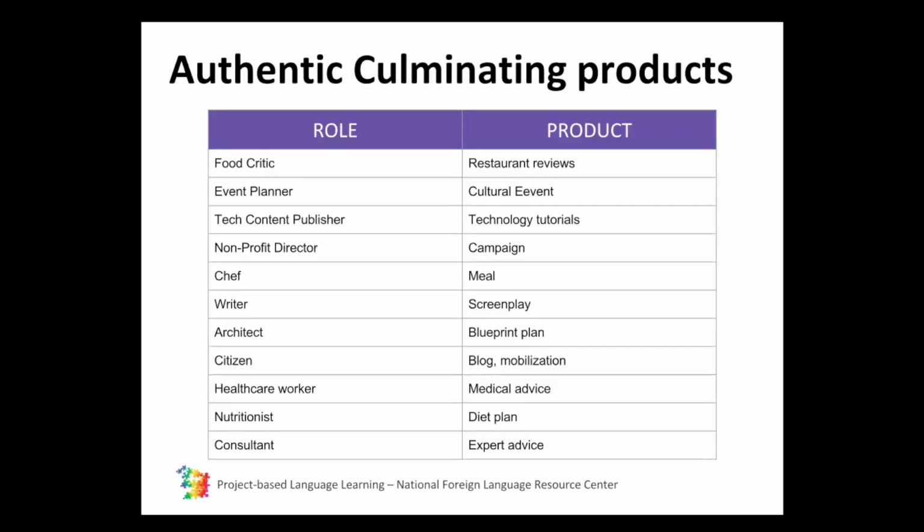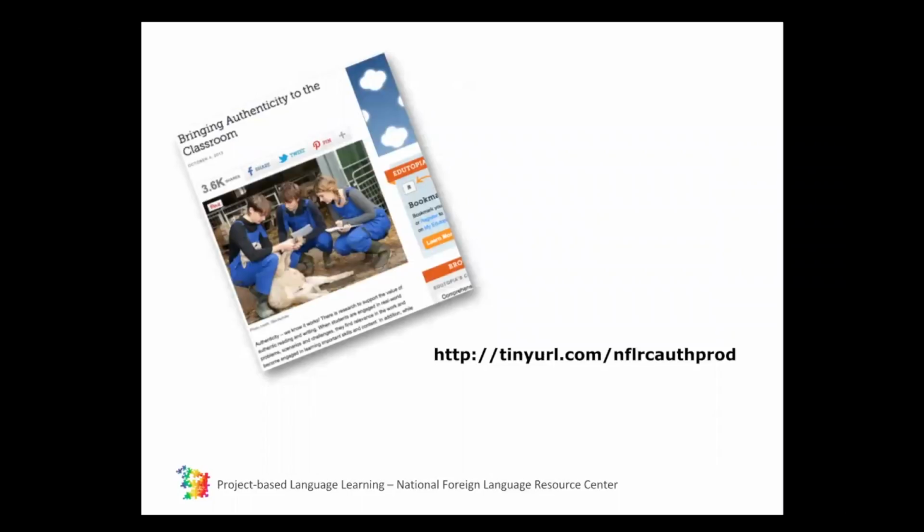An architect would make plans for her client. A healthcare worker would give medical advice to his patients. Citizens would write blogs to the general media or to mobilize peers or community members. A consultant gives advice on a specialized topic to a very specialized audience, et cetera. At the following link, there is an additional list of authentic products you might find useful when designing your product. And once again, I'll share these links via the NFLRC.